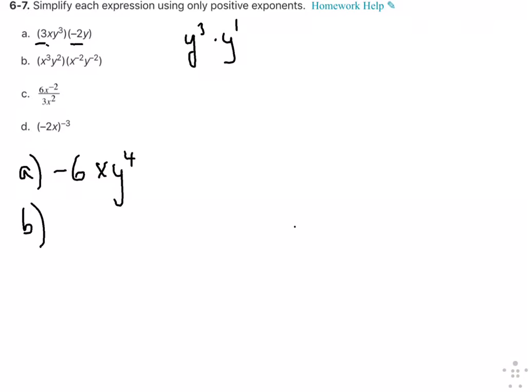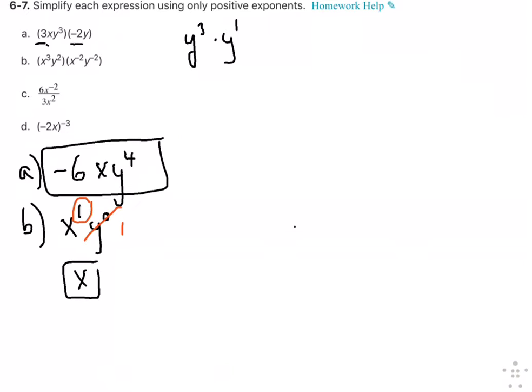B, x to the third times x to the negative 2. We add exponents. That's x to the 3 minus 2, or 1. Then y to the 2 times y to the negative 2. We add the exponents. 2 plus negative 2 is 0. So that's y to the 0, right? But anything to the power of 0 is 1. So this becomes 1. And this, we don't write x to the first, right? So this would just become x. So A was that, B was that.